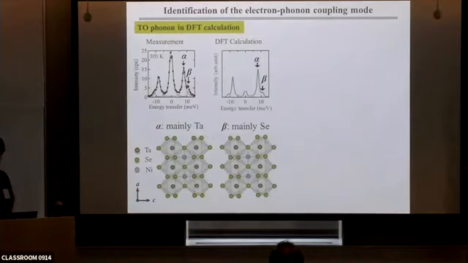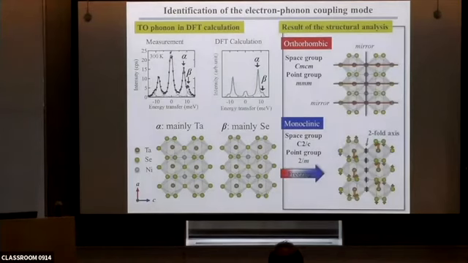The TO mode, alpha and beta, show mainly tantalum and selenium site movement, respectively. We have performed structure analysis by single crystal X-ray diffraction. In the orthorhombic phase, there exists mirror symmetry. In the monoclinic phase, this mirror symmetry disappears through the structure transition.